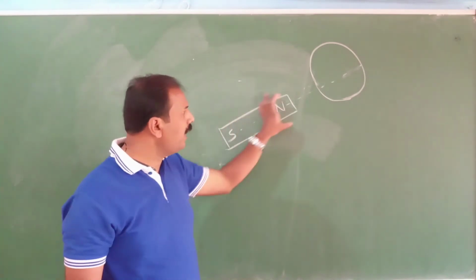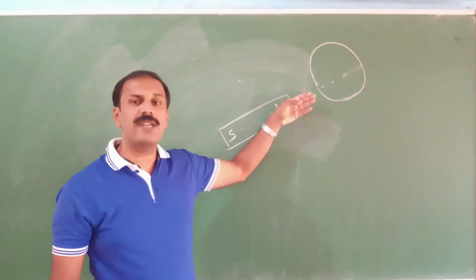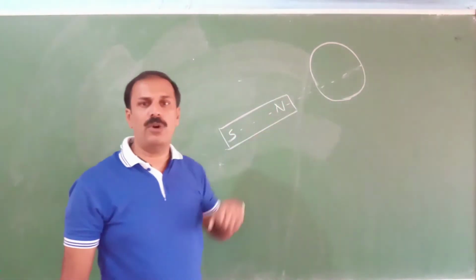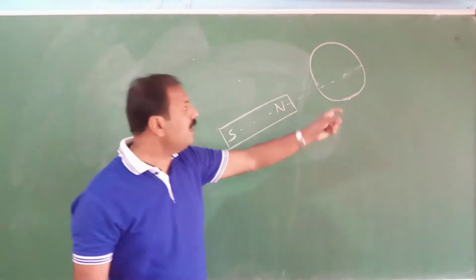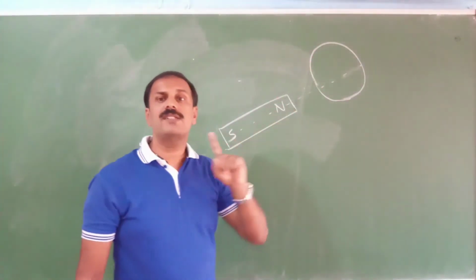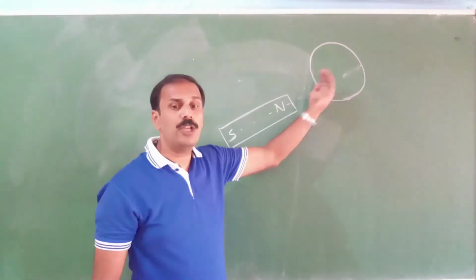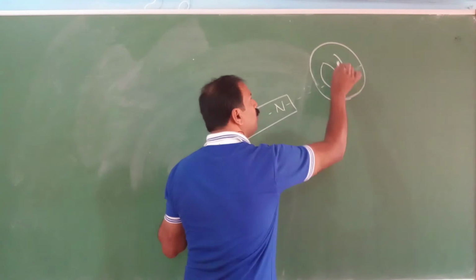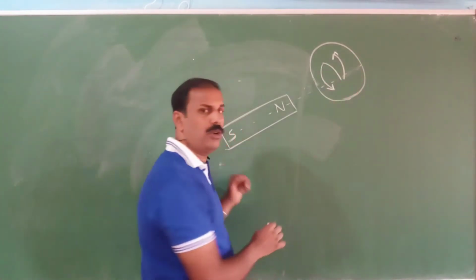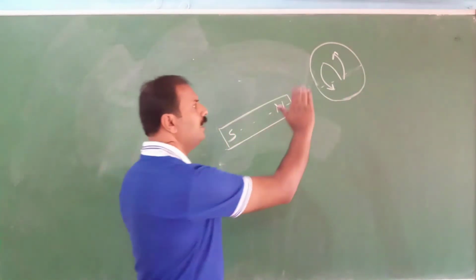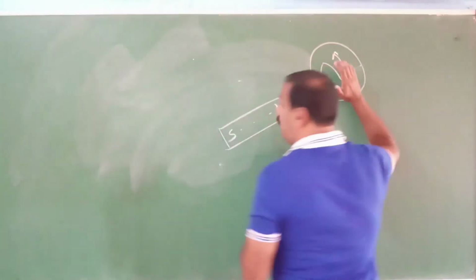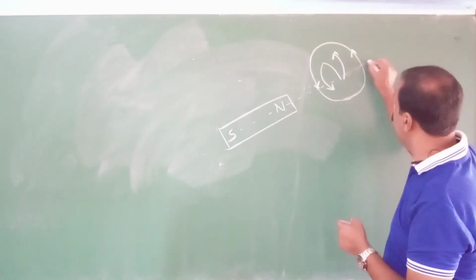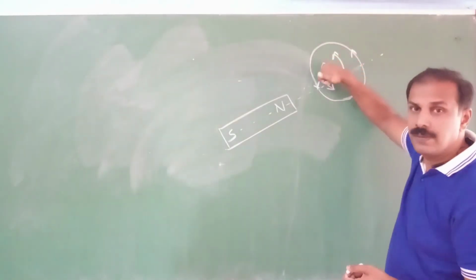So when you are pushing north towards that side, the opposite of that means this also should be north. Or the current induced in this loop will be in such a way that it produces a north pole this side. That is, this side of the loop will be the north pole. So in order to produce the north pole, how should the current be? Right hand rule. So the current should be like this, in this loop.